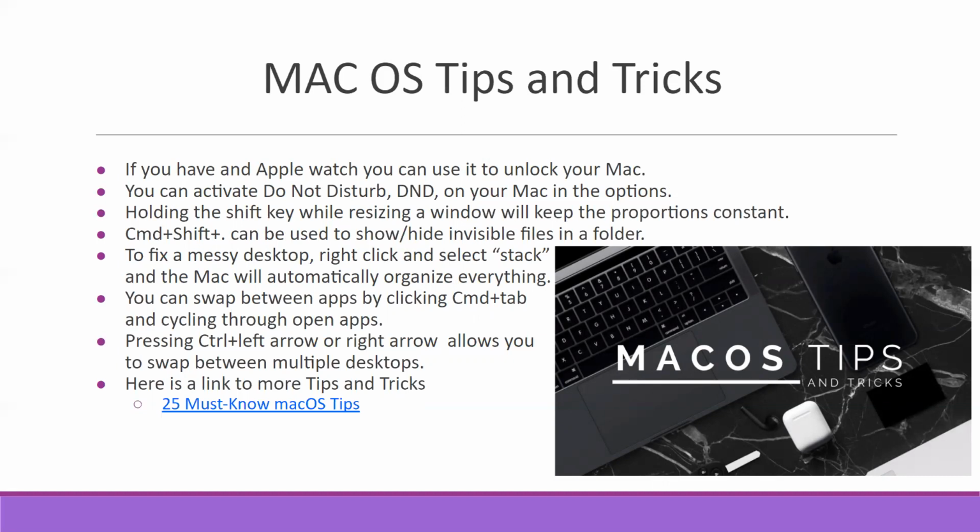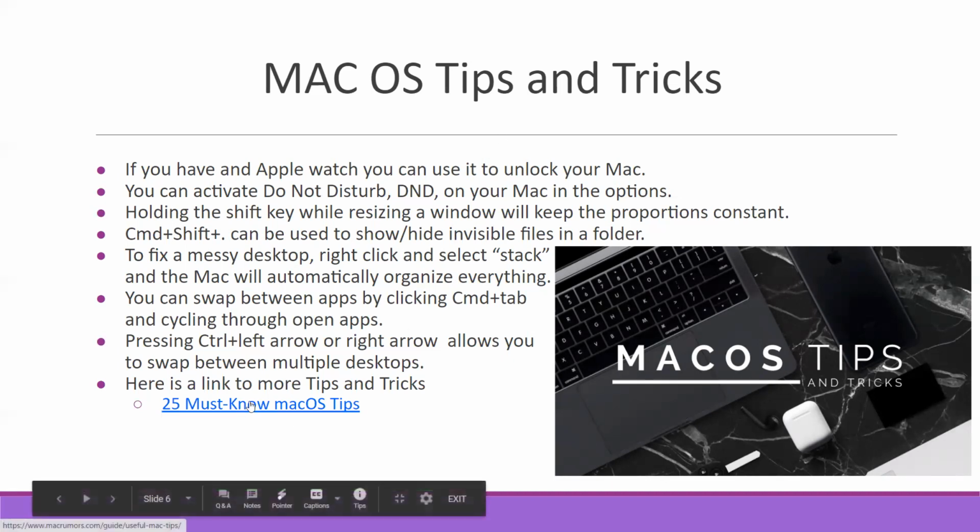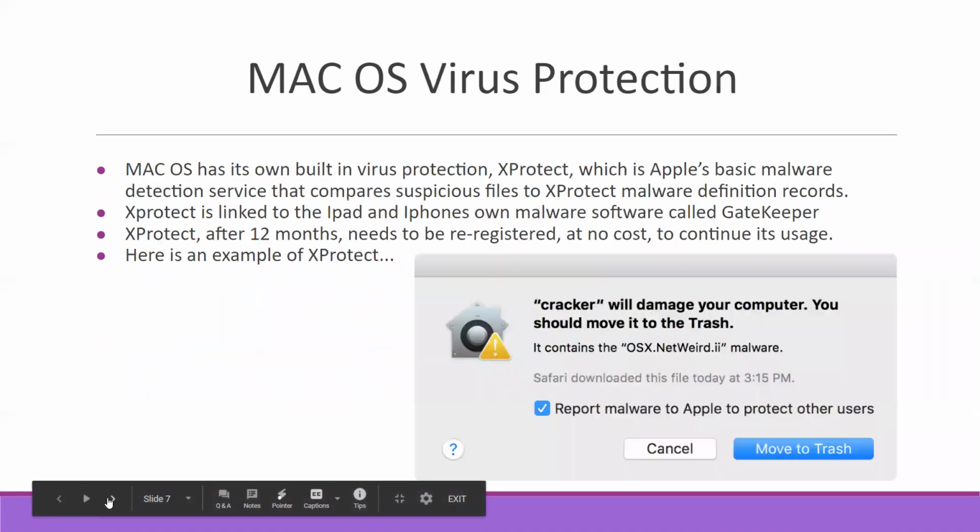So you don't even have to worry about putting things into fancy folders or anything like that because they'll do it themselves. You can swap between apps by clicking Command and Tab and cycling through open apps. Pressing Control and left arrow or right arrow allows you to swap between multiple desktops if you have them. And then we have a link here to some more helpful tips and tricks, so you can always click that to see where these came from and some more on top of that.